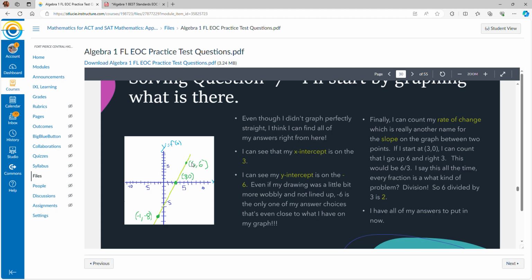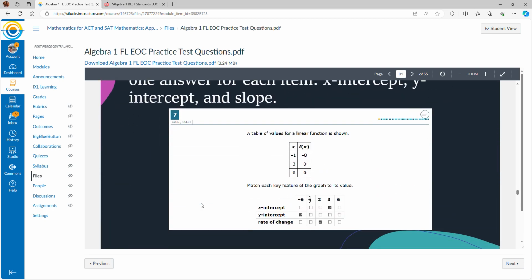So that would give me a slope of 6 over 3, which is a fraction. And I say this all the time, every fraction is what kind of problem? It's a division problem, so 6 divided by 3 is 2. So my rate of change, my slope, is 2.